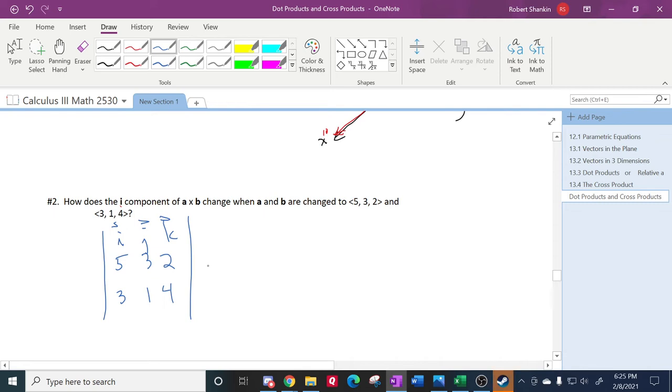And group 1, what do you have? How did the I component change? I think that the I component doesn't change at all. It remains to be 10. Because you wind up crossing out its common row, and so it has no effect whatsoever.